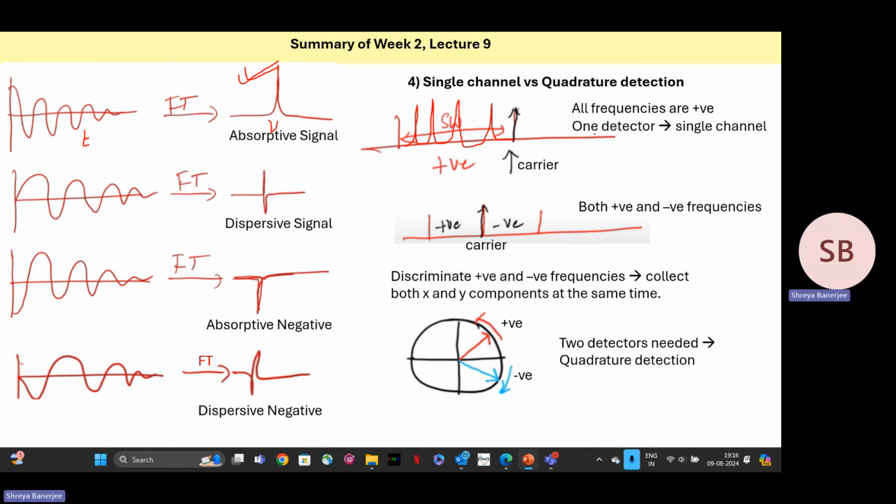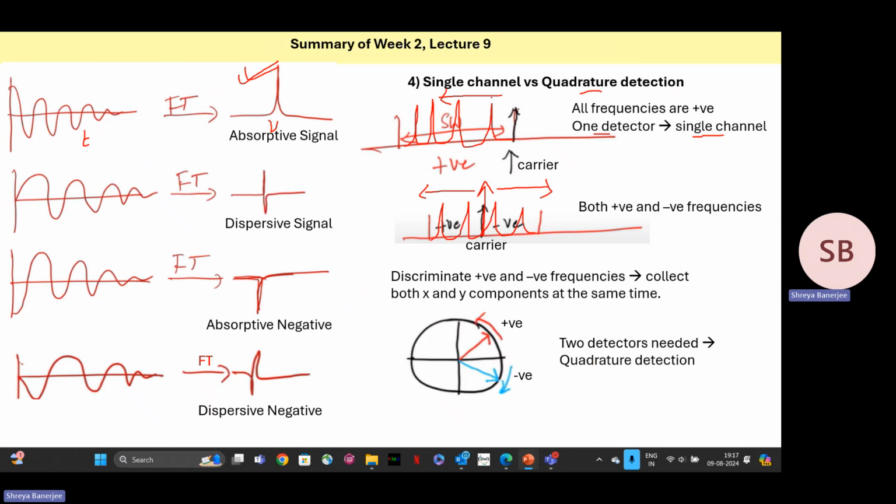Then it is called a one detector or single channel detector because it only has to detect in one direction. But suppose your spectral width is again this, and your carrier frequency is somewhere in the middle, then it is called quadrature detection because you have to detect both to the left and to the right, that is both positive and negative frequencies. In order to do that, two detectors are needed, and that is why we call it quadrature detection.